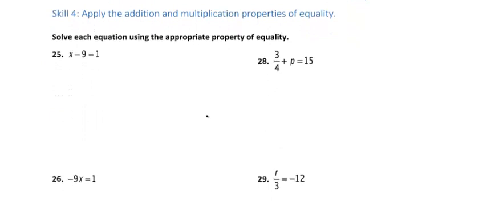And then lastly, we are to solve the equations by applying the addition or multiplication properties of equality. That simply means that we can add or subtract or multiply or divide each equation by that same number. If we have x minus 9 equals 1, the goal is to isolate this variable. So to get rid of the minus 9, we have to add 9 to each side. So we get x will equal 10. So the solution set is a set containing 10.